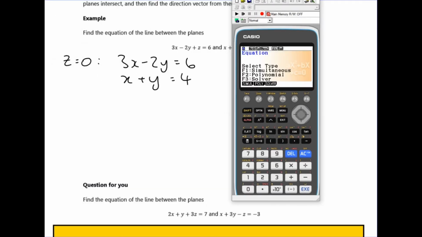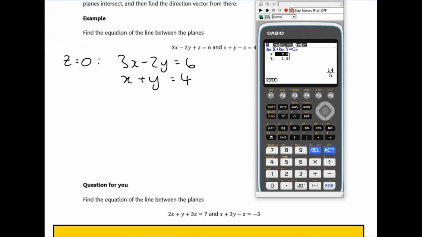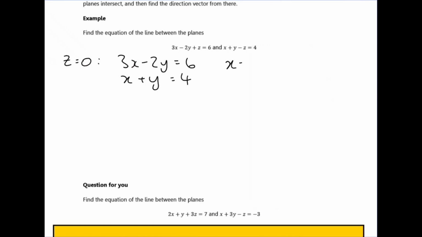When you calculate the simultaneous equations, 2 unknowns, 3x minus 2y equals 6, x plus y equals 4. They're not that nice, but okay. So we've got x is 2.8 and y is 1.2. So a point that's on both of them is (2.8, 1.2, 0).